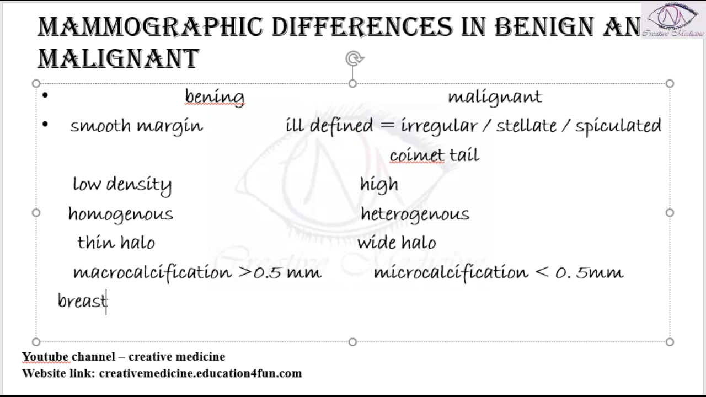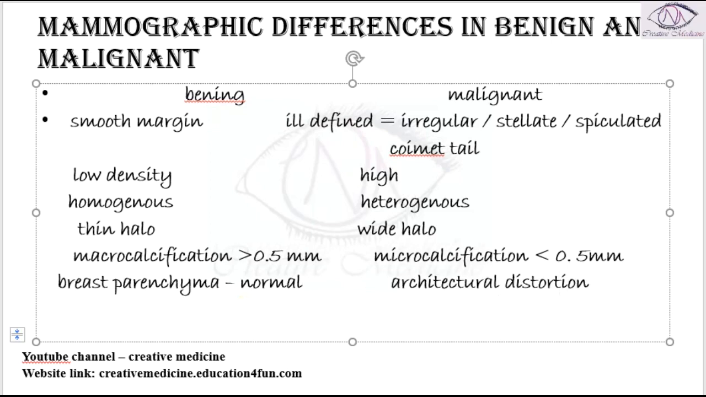In benign tumor, the breast parenchyma is normal, whereas in malignant tumor, the breast parenchyma shows architectural distortion. Then in benign tumor, the nipple and areola are normal, whereas in the malignant tumor, the nipple and areola are retracted.